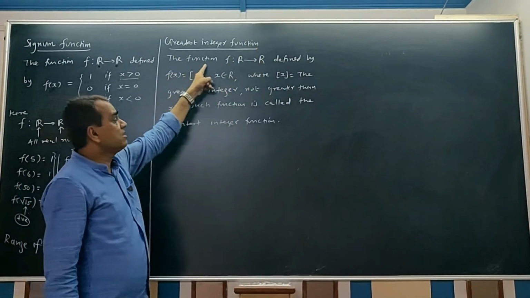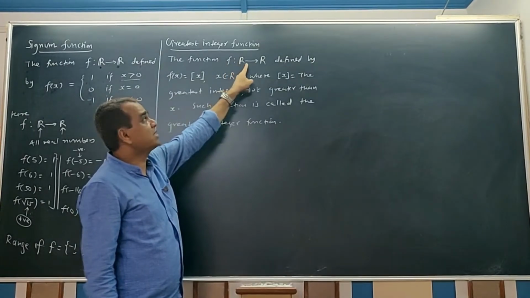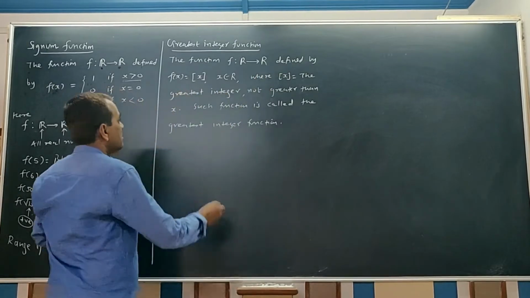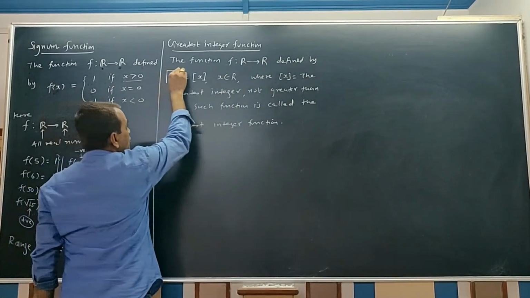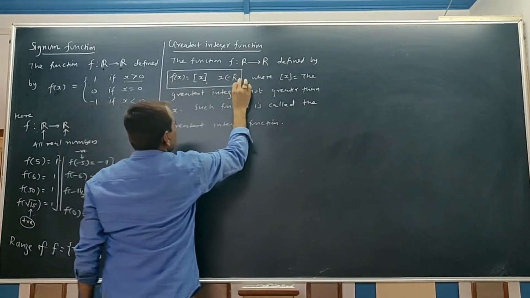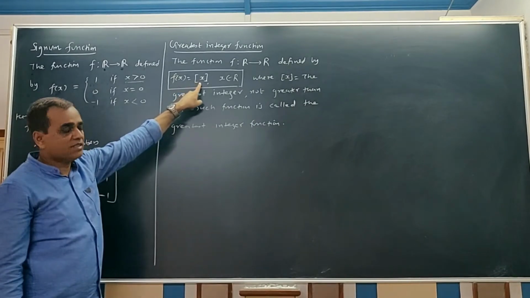Greatest integer function. A function f whose domain is the set of real numbers and codomain is the set of real numbers, defined by f(x) equal to box value of x. f(x) is box value of x.